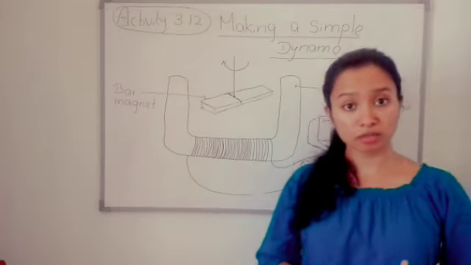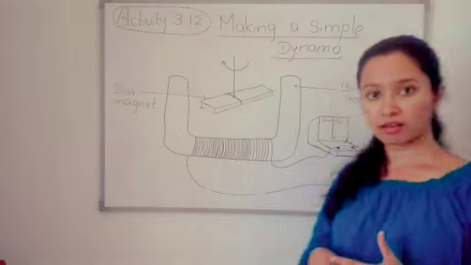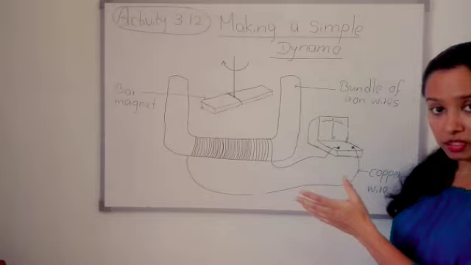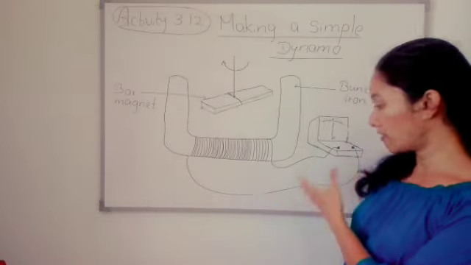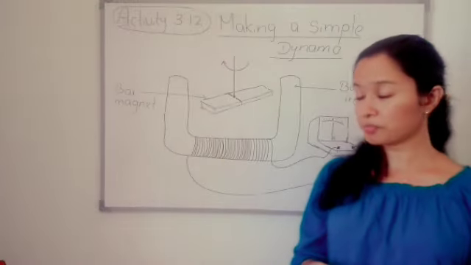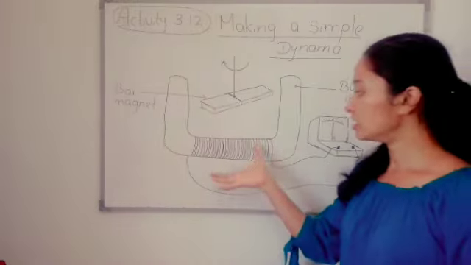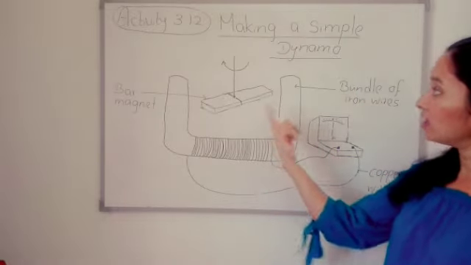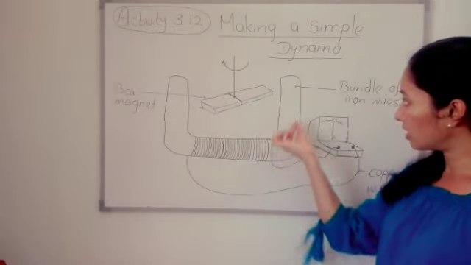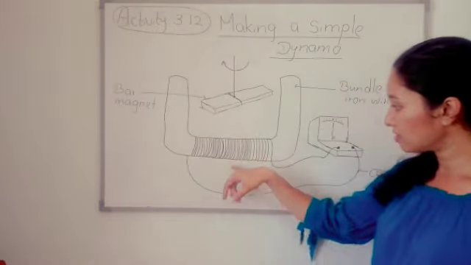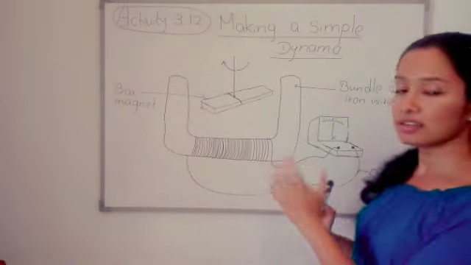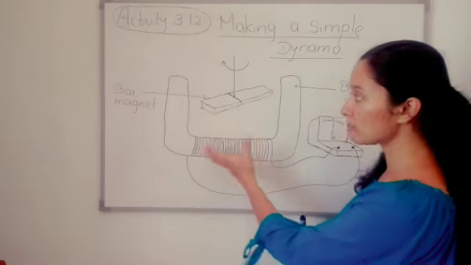So what will be the conclusion? The observation is we can see the movement of the galvanometer indicator. So we can tell the conclusion is we can generate electricity using a bar magnet inside a bundle of iron wires, and that is a copper wire. So this is like a simple dynamo. So dynamo ඇතුළේ මේක තමයි වෙන්නේ.